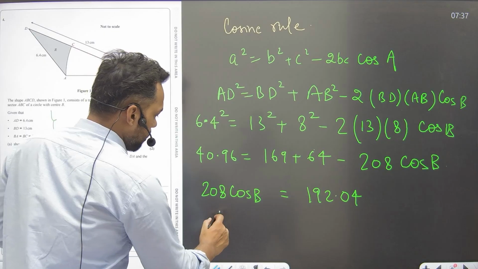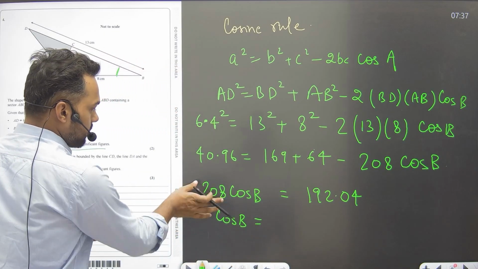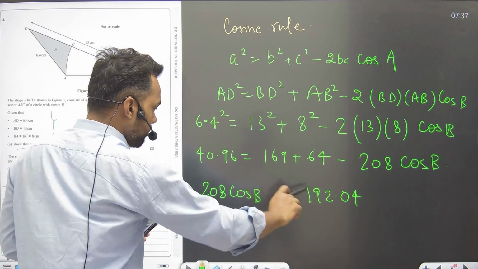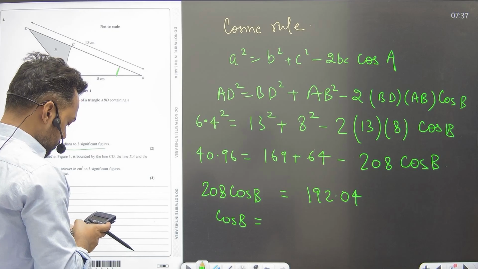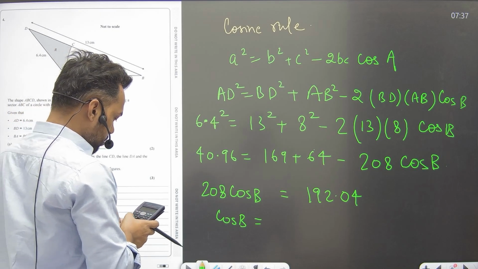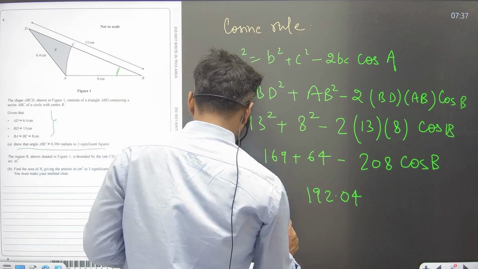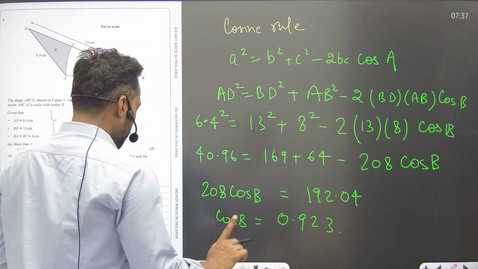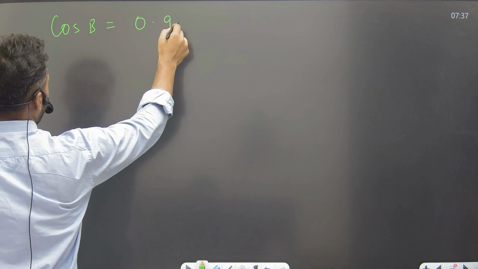Okay, from here cos B will be equals to, taking this 208 to the right hand side in the denominator, you'll get 192.04 divided by 208, that gives us the value of 0.923. Now students, the value of cos B which we have got here is equals to 0.923.